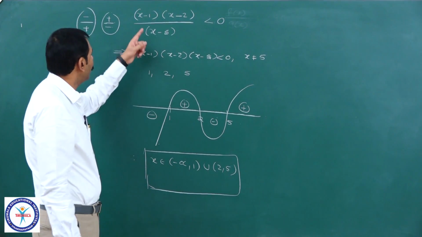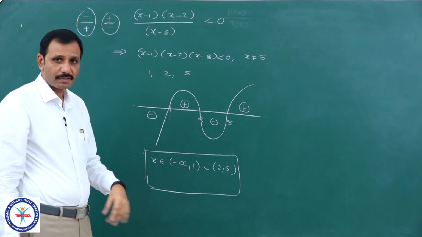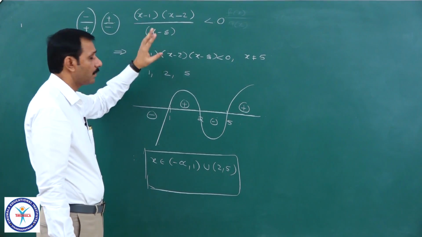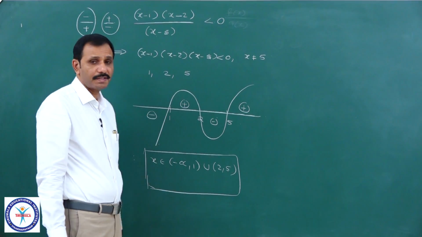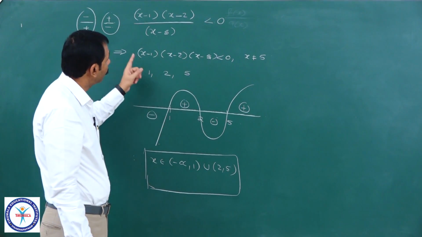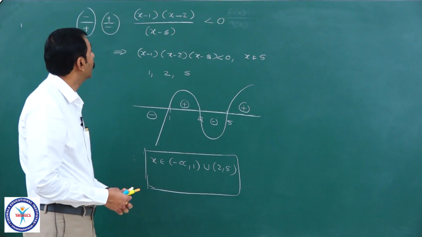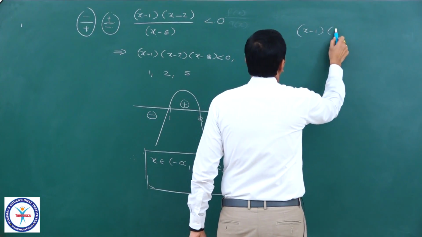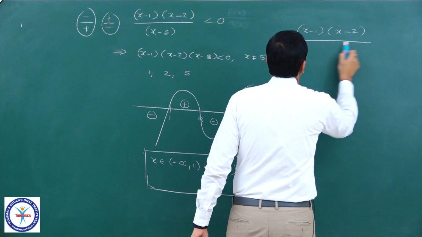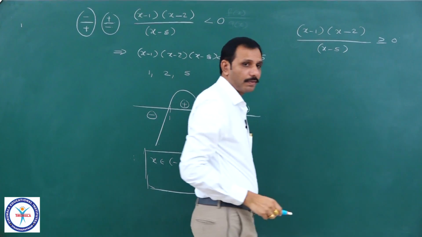Already I told you, you need not write numerator into denominator less than 0. From next problem onwards, we will keep numerator and denominator as they are, and we will mark the zeros on the real axis and collect the intervals where it is positive or negative. Suppose this problem only, if I take (x - 1)(x - 2)/(x - 5) greater than or equal to 0.